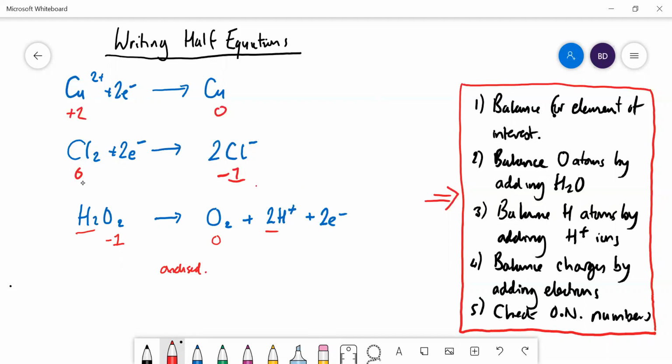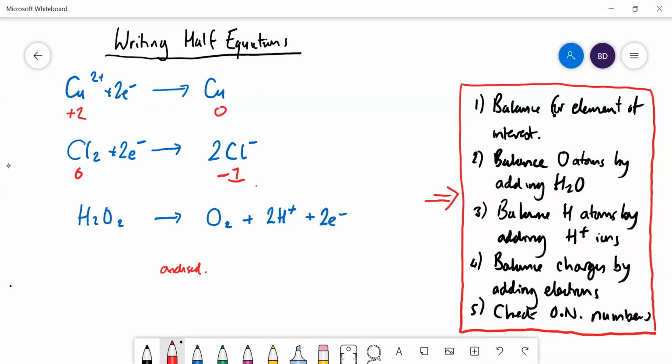Okay, and just check the charges balance on both sides of the equation. You've got 2 minus plus 2 plus here, so that's 0, and that's 0 on that side as well. So that's all good.